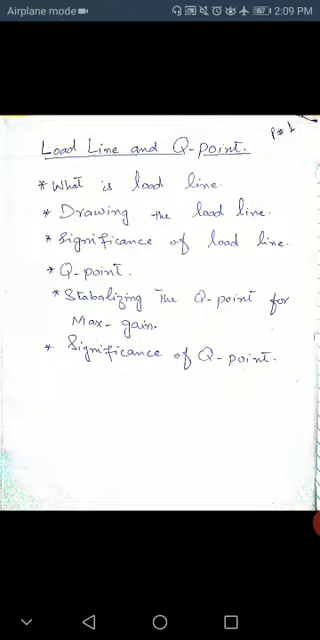For bipolar junction transistor, there are two types of load lines, AC load line and DC load line. Here first we discuss DC load line. DC load line means when transistor is biased with DC current, which is known as DC biasing of transistor. Biasing means putting the transistor in operational conditions.